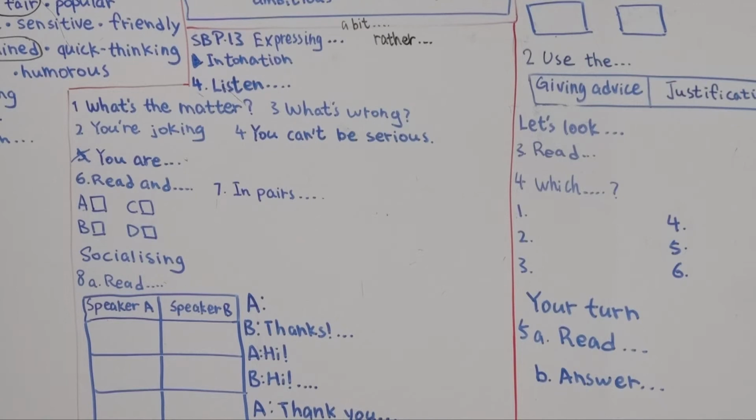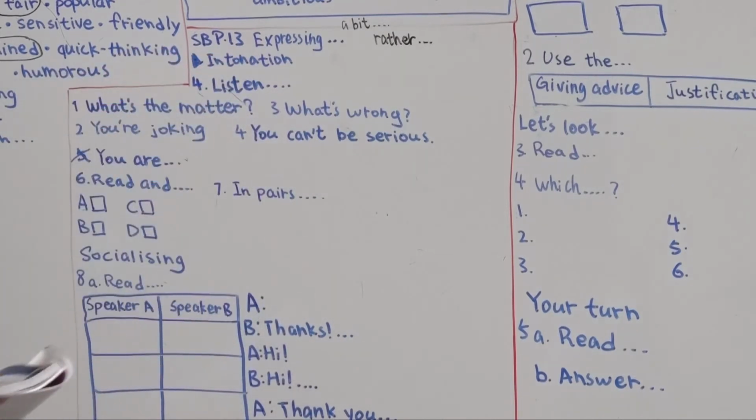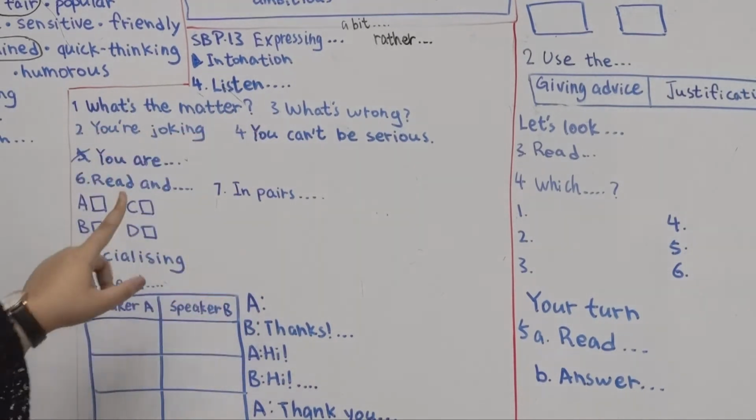Let's move on to part number 6. So part number 6, you have to read and complete the dialogue with sentences from exercise 4. So the sentences are, remember the ones we have just repeated. What's the matter? You're joking. What's wrong? You can't be serious. Listen and check which of the people A, B, or C is Stan's neighbor. Take roles and act out a similar dialogue. Okay, so let's see. Alright. So basically you have to read this, okay? And then just write the numbers of the sentences there.